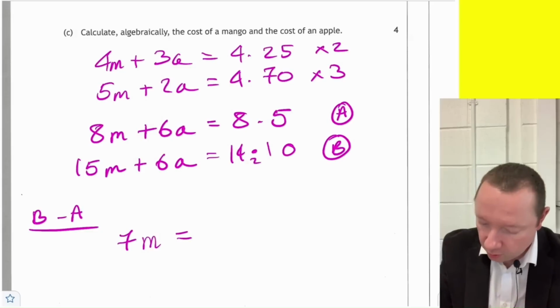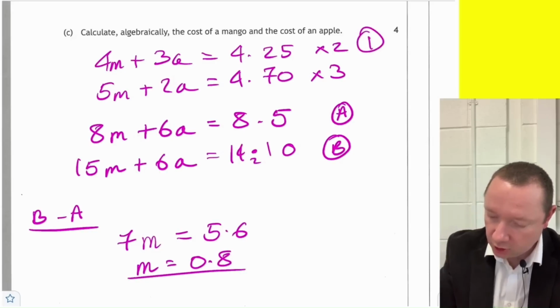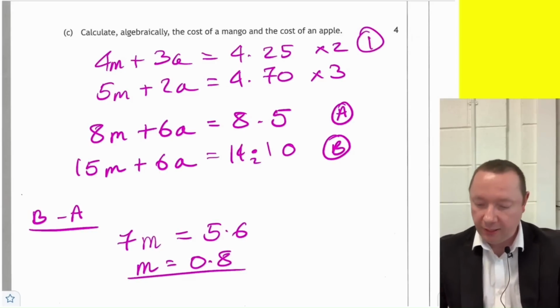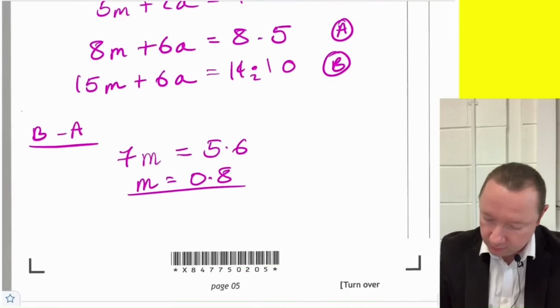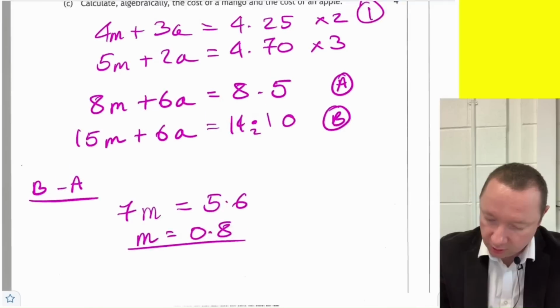That gives you 5.6, which means dividing by 7, m is 0.8. Let's call this one equation 1 at the top. We're going to substitute that into equation 1 to find our a. So sub into 1. So let's just remind ourselves of the equation.